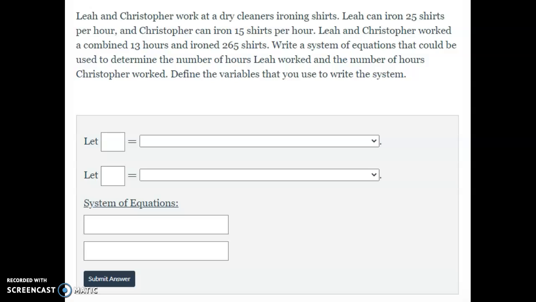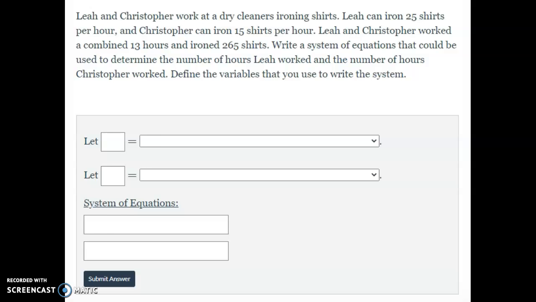So obviously the first thing you want to do is read through the story and get a sense of it. This one is about Leah and Christopher. They work at a dry cleaners. It talks about the speed at which they can iron shirts, and it says Leah can iron 25 shirts per hour and Christopher can iron 15 shirts per hour. Combined they work 13 hours and iron 265 shirts. It says write a system of equations that could be used to determine the number of hours Leah worked and the number of hours Christopher worked.